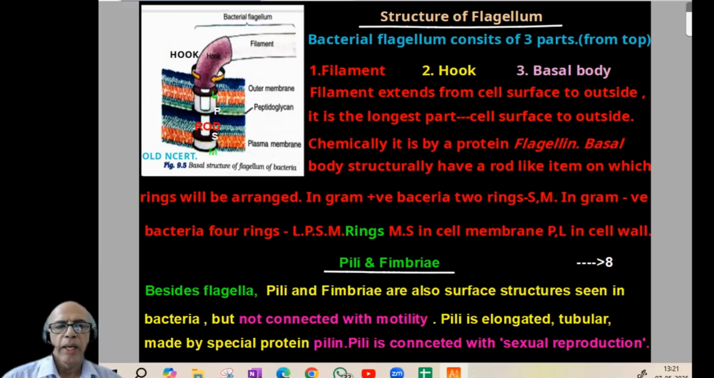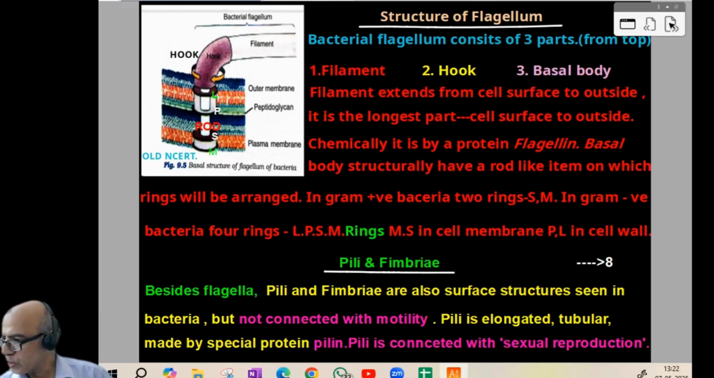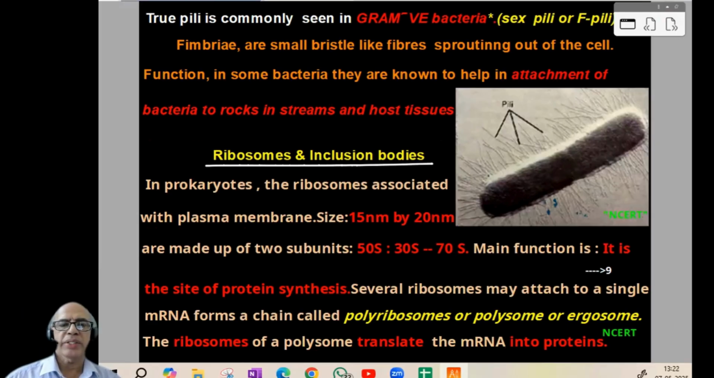Pili, fimbriae. Besides flagella, pili and fimbriae are also surface structures in bacteria, but not connected with motility. Pili are elongated tubular structures made of the protein pilin, connected with sexual reproduction. True pili, like the mesosome we just discussed, are commonly seen in gram-negative bacteria: sex pili or F pili. Fimbriae are small bristle-like fibers sprouting out of the cell in some bacteria. They are known to help in attachment of bacteria to rocks in streams and to host tissue.